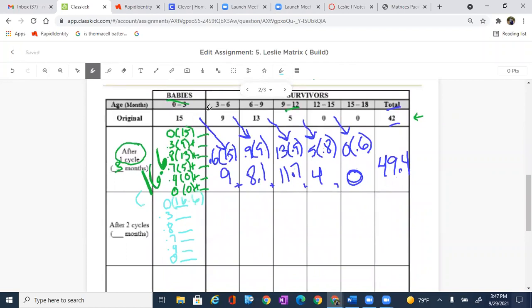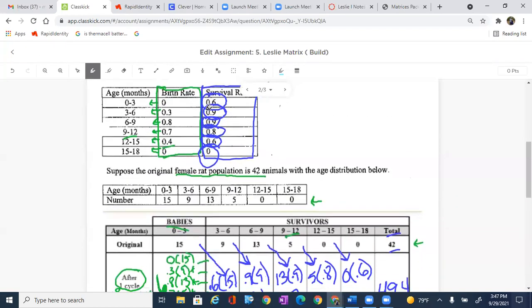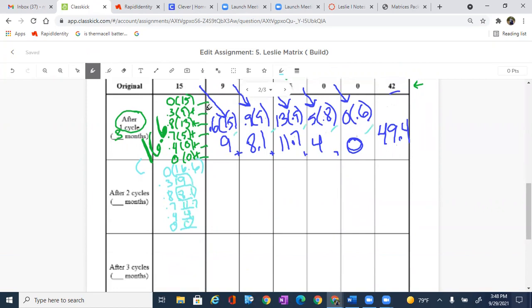So 0 times 16.6. The birth rate for a 3 to 6 month is 0.3. So I'm going to go 9 times 0.3, and I'm going to follow the pattern, 8.1 times that. I'm going to then do 11.7 times 0.7. I'm going to say 4 times 0.4 and 0. Remember, I'm just following these patterns, ticking them off. Once I have that, I'm going to add them up one more time, and that will give me the total after 2 cycles, which is a total of 6 months.